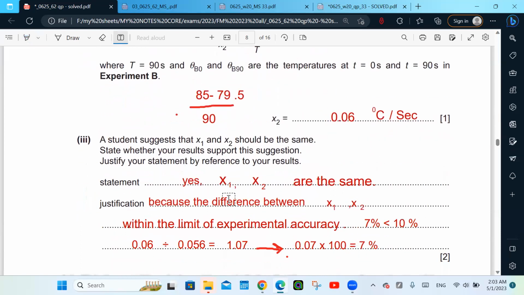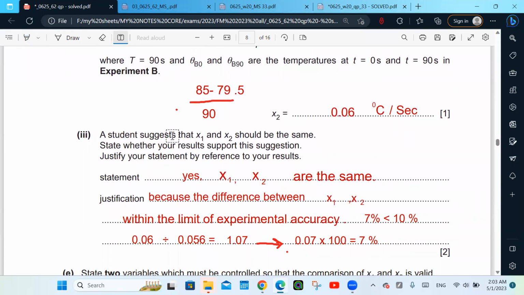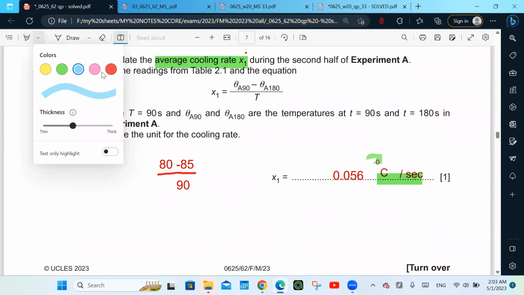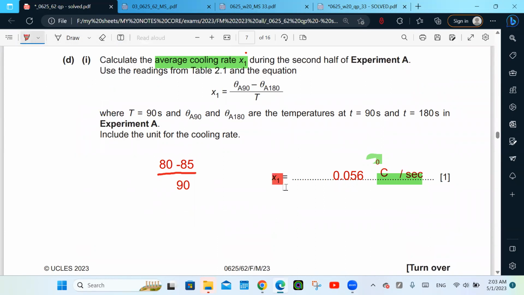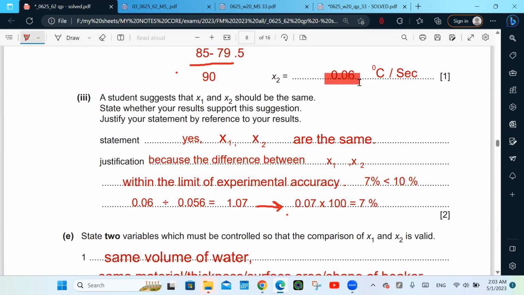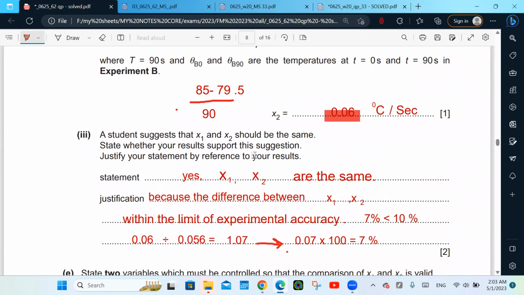Triple I, question triple I: here a student suggests that the average rate x1 is the same as x2. Look, here x1 is equal to 0.056 degrees Celsius per second, and we calculated x2 is equal to 0.06 degrees Celsius per second. So can you suggest the answer? Does this calculation support our suggestion? Okay, how can we justify our statement? Is it right or wrong?